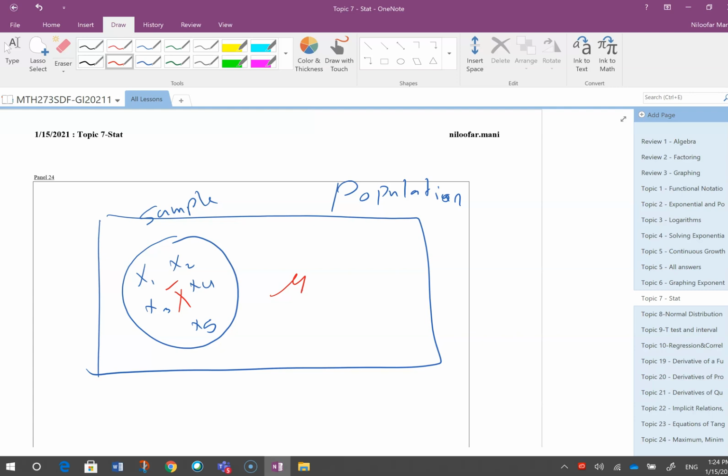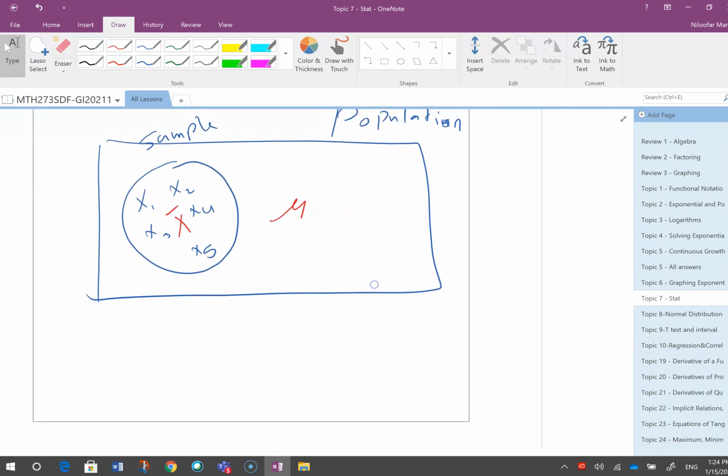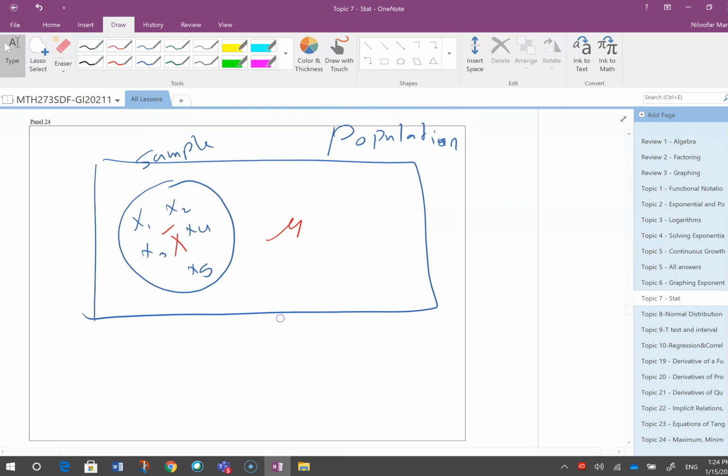The sample is just some portion that I'm using. So look at here. xi minus x bar is less than xi minus mu, because xi are very close to x bar and they are far from mu. So of course the difference is more than the other one. xi minus mu is more than xi minus x bar.